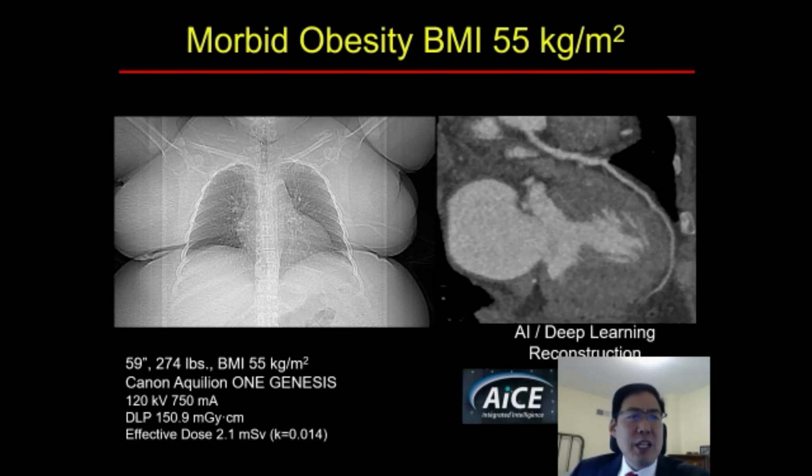She's huge. She's not even 5 feet tall, 274 pounds, and she had an equivocal nuclear SPECT with a possible anterior wall reversible perfusion defect. The deep learning image reconstruction reduces the image noise, and we're able to fully evaluate the left anterior descending and basically determine that the nuclear SPECT was a false positive, since there's no obstructive disease in this vessel.